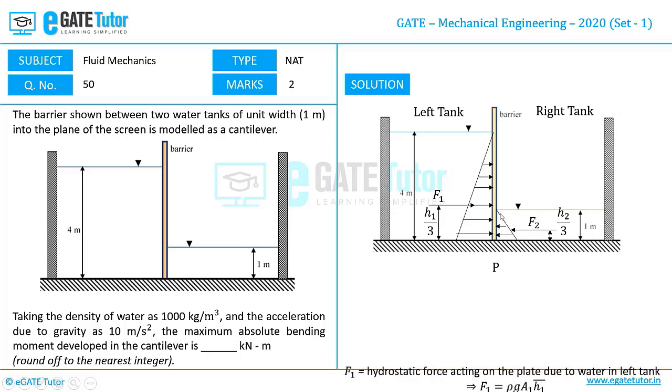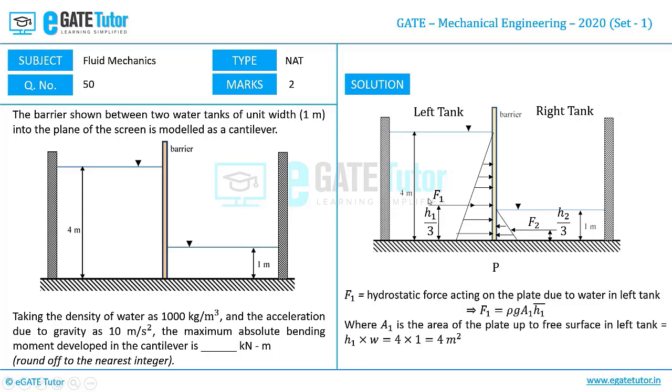Let us consider F1 as hydrostatic force acting on the plate or a cantilever barrier due to the water in the left side tank. This always lies at a distance of h1 by 3 from the bottom because of a triangular loading which acts on the barrier. So this hydrostatic force is written as rho g A1 into h1 bar. Here A1 is the area of the plate up to the free surface from the bottom in the left tank. It is nothing but 4 multiplied by width, given that unit width, that is width is 1 meter, so area comes out to be 4 meter square.